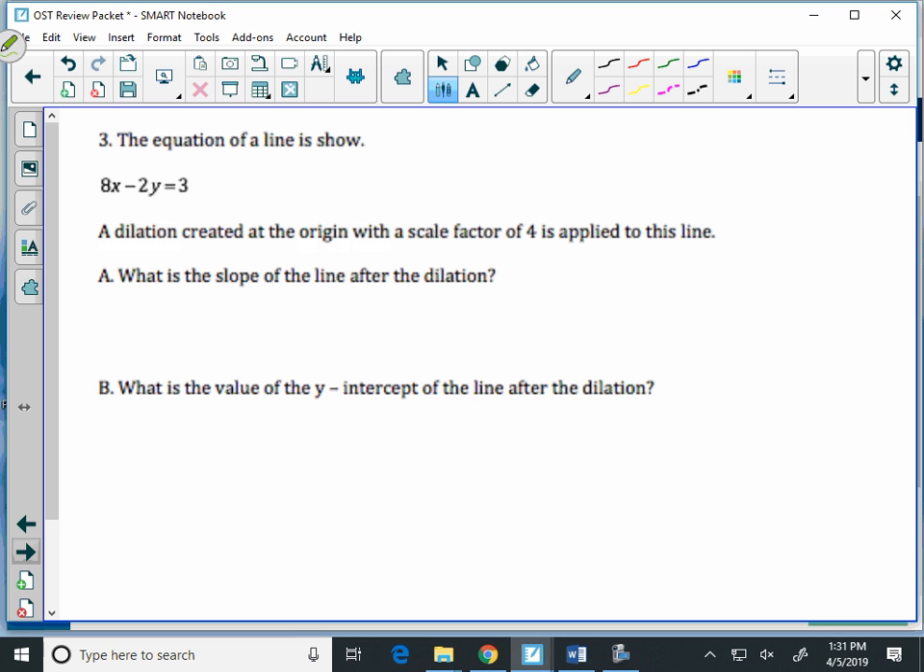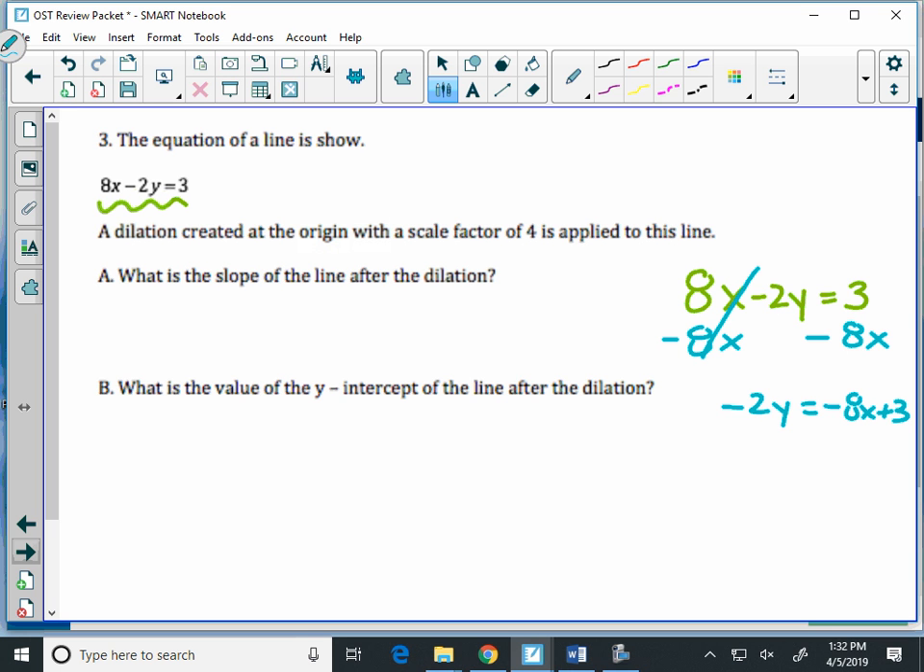So in order to figure out slope and y-intercept, we have to first put this in y equals mx plus b form. Again, this is the long-handed way. So in order to put it in y equals mx plus b form, we have to solve for y. To get y by itself, I'm going to subtract the 8x. We get negative 2y equals negative 8x plus 3. They are not like terms. And then I'm going to divide by negative 2 to get y by itself. So when I do that, I get y equals negative 8 divided by negative 2 is positive 4x. 3 divided by negative 2 is negative 1.5.